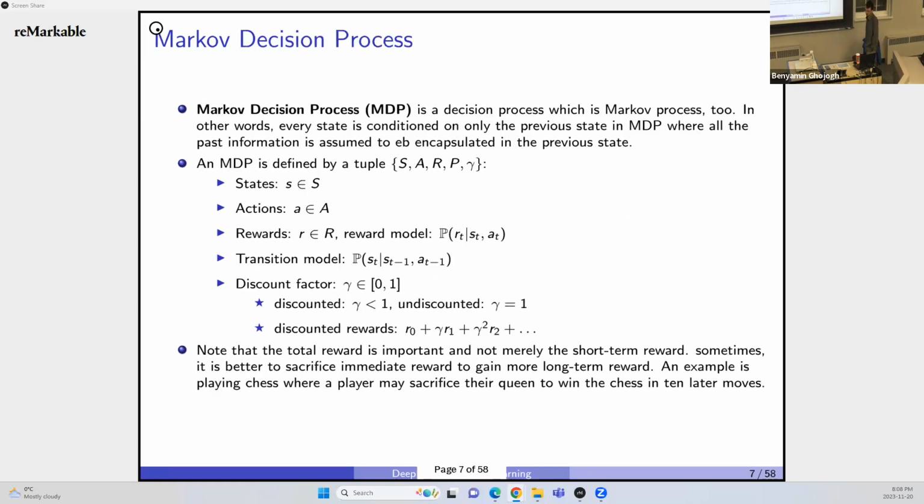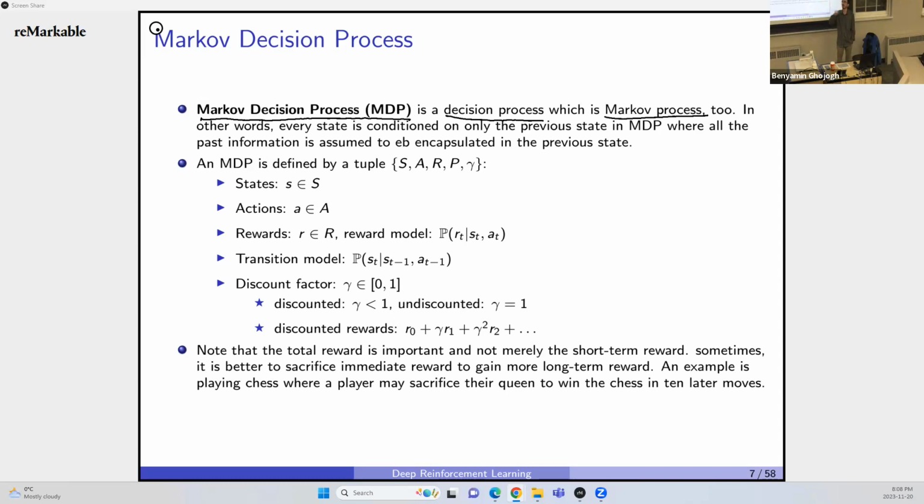Now, Markov decision process, MDP. What is it? What is a decision process? You want to make decisions, exactly like in reinforcement learning. You want to make decisions, right? So it's a decision process, which is also a Markov process.